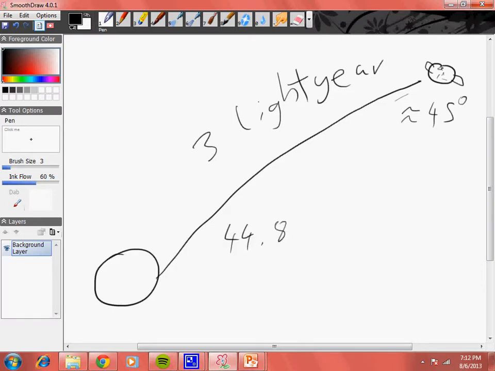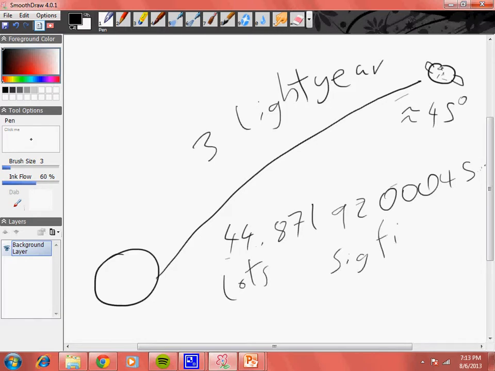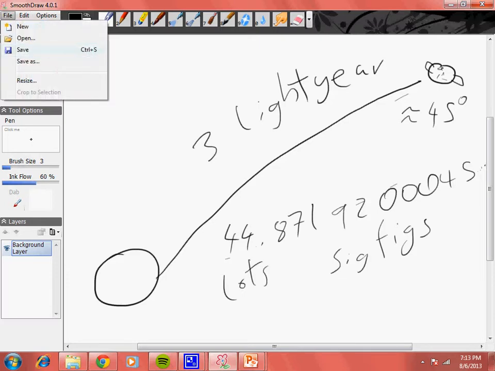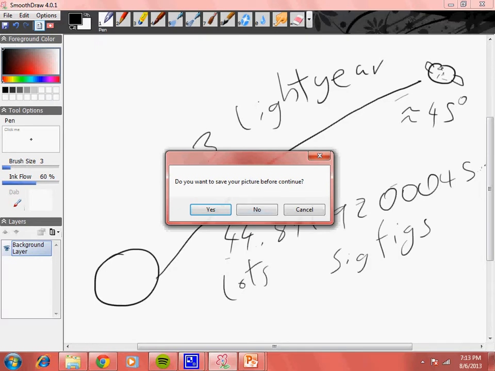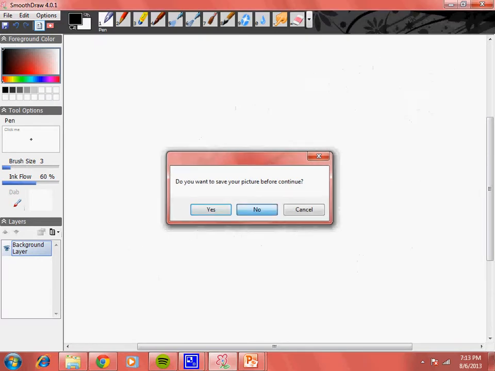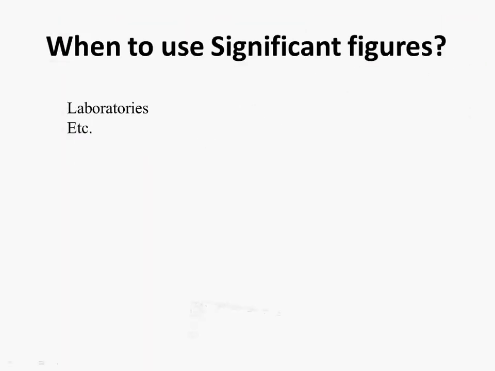You're not going to hit this planet at all, because your answer needs to be very accurate. This guy should have come out with something like 44.8719200045. He should have gotten a really accurate answer in order to successfully hit the Earth, and that means you need lots of sig figs. Don't you like how I come up with an example that explains the importance of sig figs using an alien invasion?